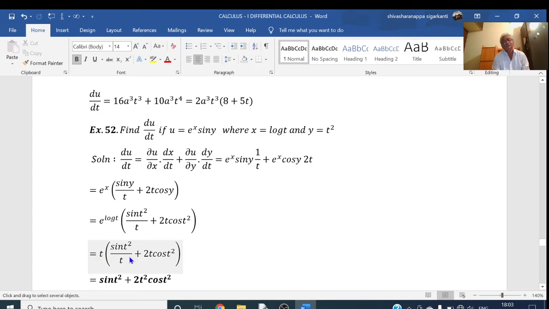Now taking this t inside, this t gets cancelled. First term will be sin of t square plus second term is 2 into t square into cos of t square. So this is the required answer.